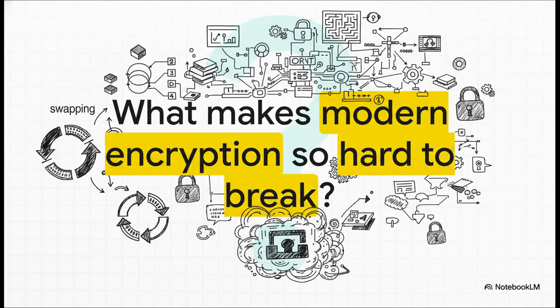And that leaves us with one last, kind of mind-bending question. We've seen that the core ideas are actually pretty simple, right? Swapping and shuffling. So what is it that makes the encryption protecting your phone right now so incredibly, ridiculously difficult to break? Well, that is a secret for another time.